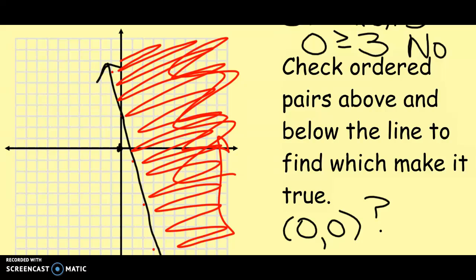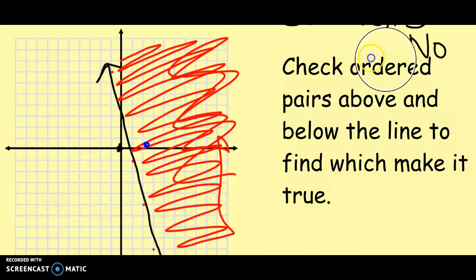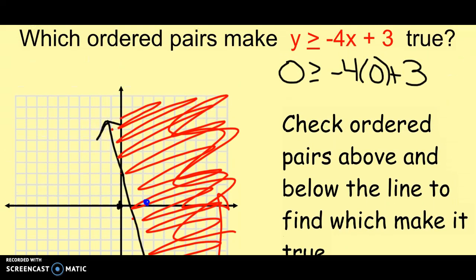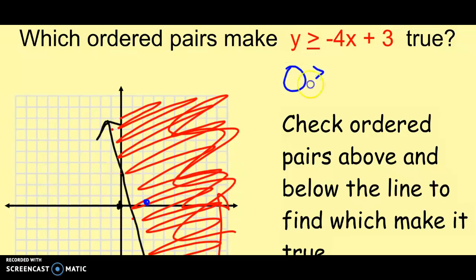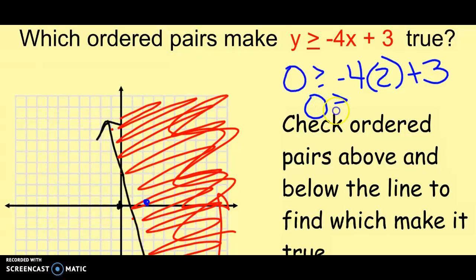And let's check a point over here. Something easy, like 2, 0. Let's see if 2, 0 is going to work. So let me erase this and check 2, 0. I'm going to put 0 in for y, and 2 for x. So negative 4 times 2 plus 3. So I've got 0 is greater than or equal to negative 8 plus 3.